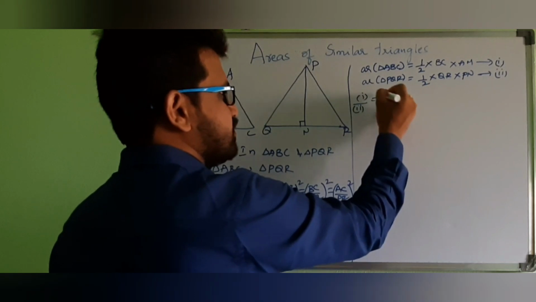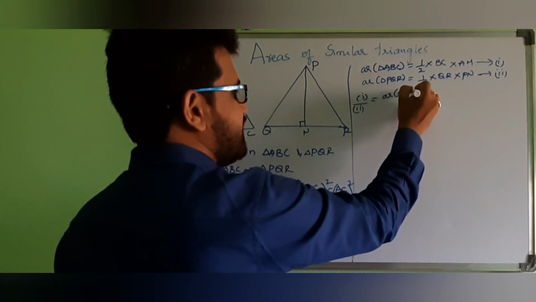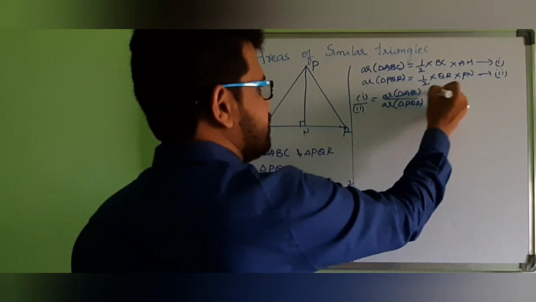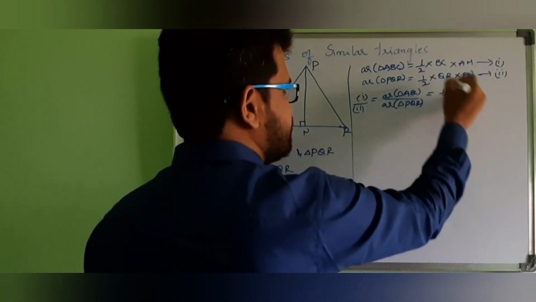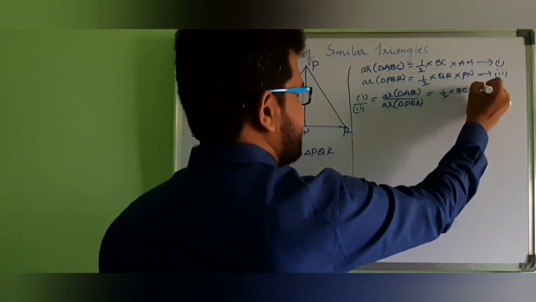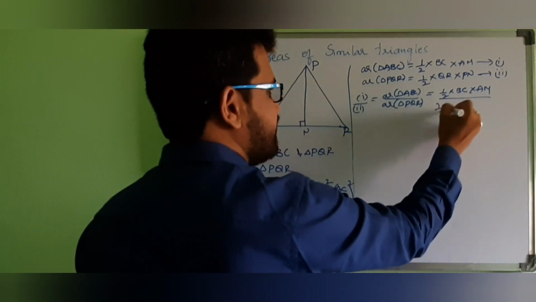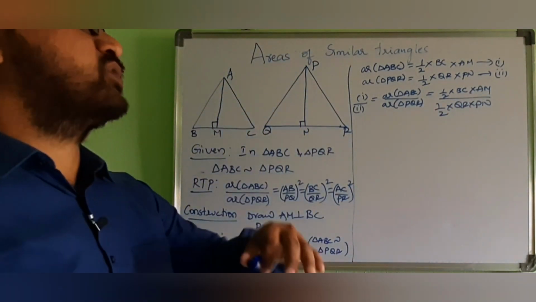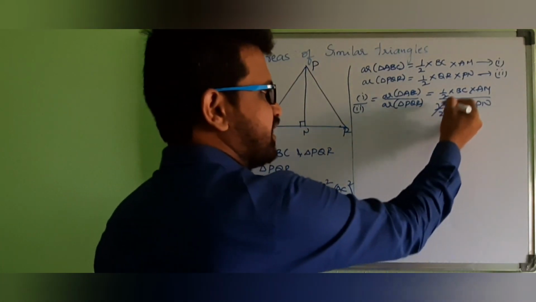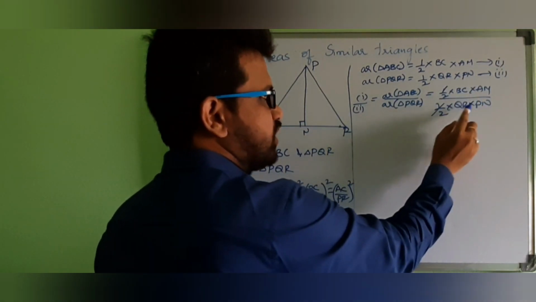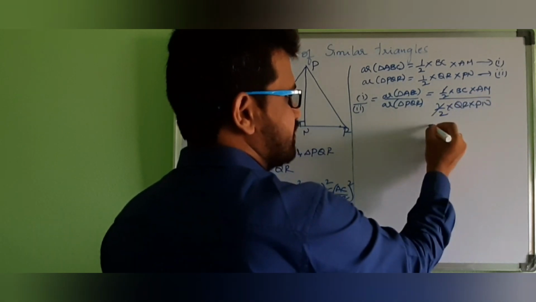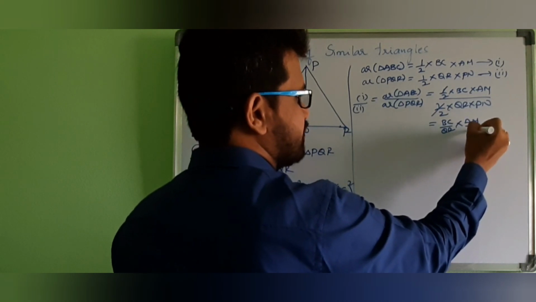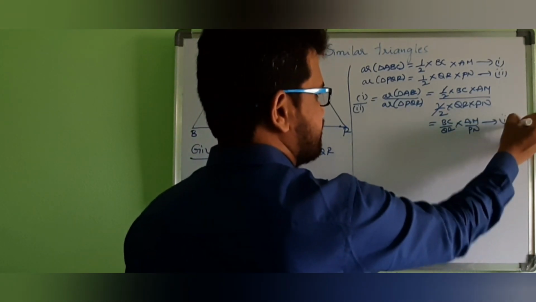So what we get? Area of triangle ABC divided by area of triangle PQR is equal to half into BC into AM divided by half into QR into PN. Divide both areas. So half gets cancelled, remaining is BC by QR into AM by PN. Let us take this as 3.